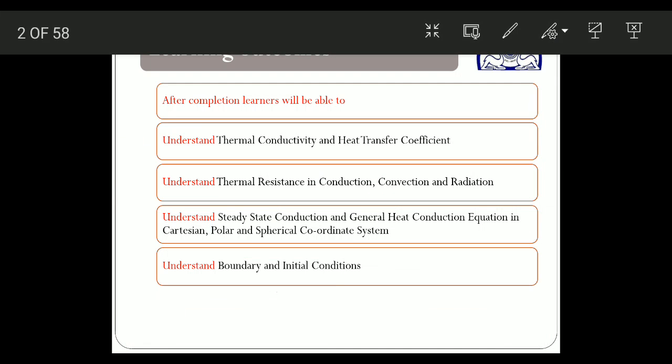The objectives of this lecture are, after completion of the lecture, students will be able to understand thermal conductivity and heat transfer coefficient. Second, understand what is meant by thermal resistance in conduction, convection and radiation. And after that, we have to solve some numericals on this syllabus. Objectives number 3 and number 4 we will see in lecture number 3.